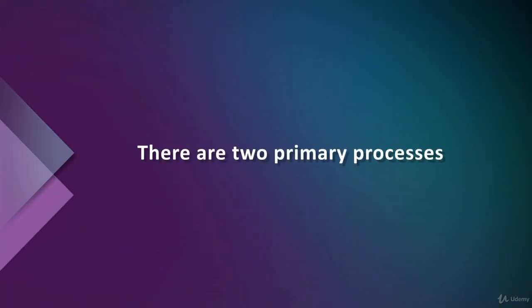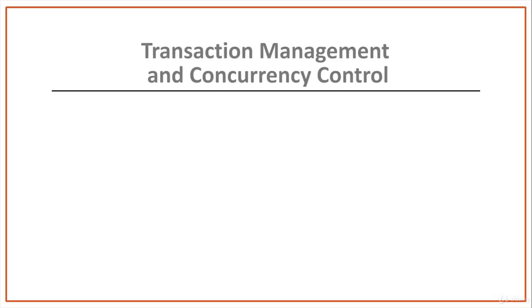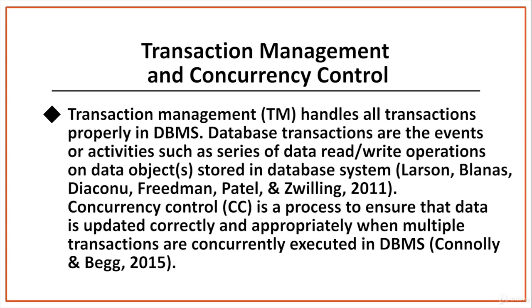There are two primary processes: 1. Transaction management, and 2. Concurrency control in database management systems. Transaction management, or TM, handles all transactions properly in DBMS. Database transactions are the events or activities, such as a series of data read or write operations on data objects stored in database system. Larson, Blanas, Diaconu, Freedman, Patel, and Zwilling, 2011.